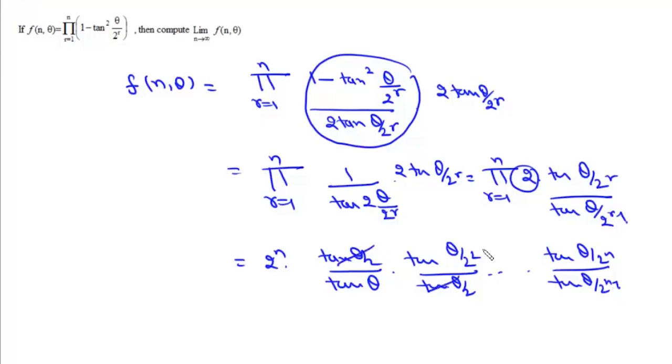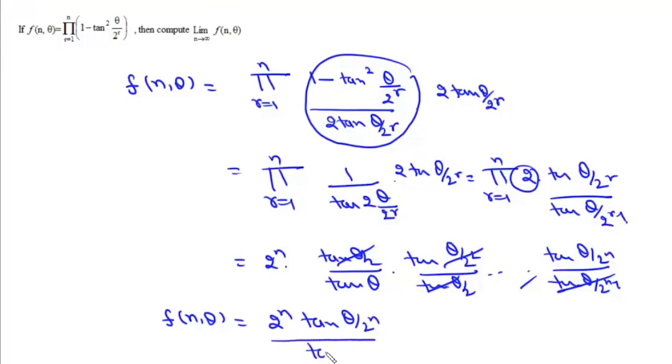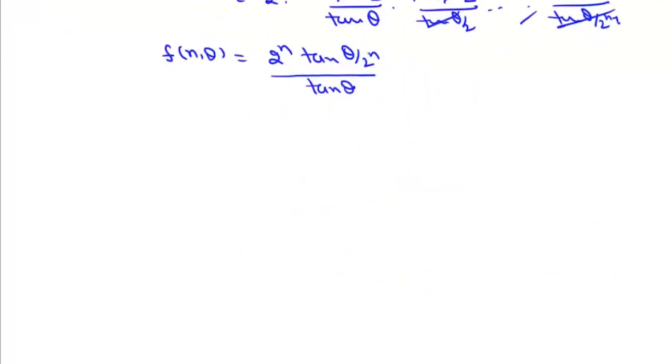Now terms cancel only after the first one. So all these they will cancel. So we'll get this f n theta as 2 to the power n tan theta upon 2 to the power n by tan theta. Now we need to find this limit n tends to infinity f n theta.